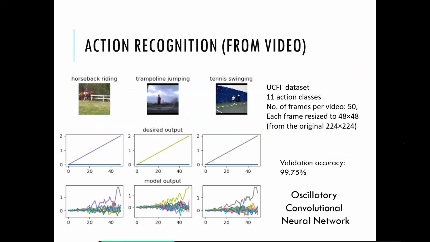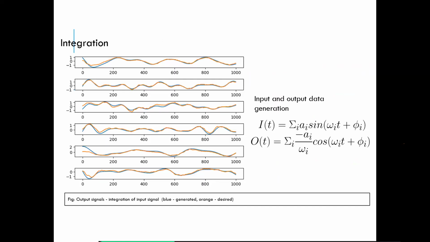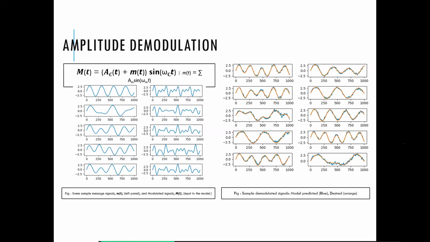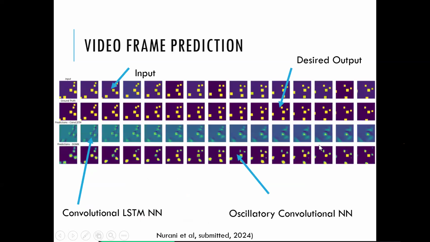So this is a video processing problem. You have to recognize action inside a video. Since the input is an image, we cannot use this kind of a DOM. We need to use some kind of convolutional version of it. So we constructed a convolutional oscillator neural network, oscillator CNN. We trained it and it works very well, with a validation accuracy of 99.75 percent on a standard data set.